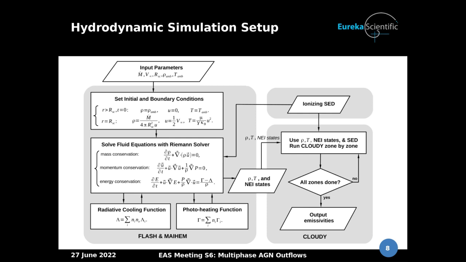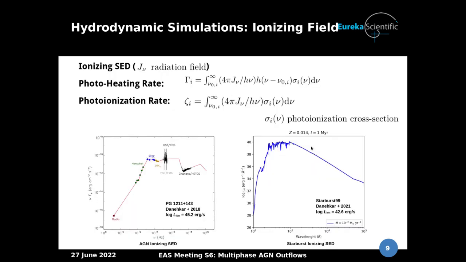We have some input parameters: mass loading rate, wind terminal velocity, injection radius, and physical conditions of the ambient medium, density and temperature. And we set the initial condition and boundary condition based on the analytic solution. Another important input is the ionizing SED, because we use it for the photoheating rate and also photoionization rates. This photoheating rate and photoionization rates are calculated using photoionization cross sections.